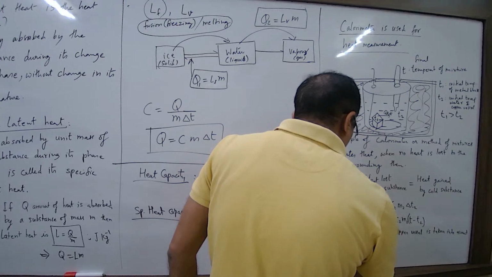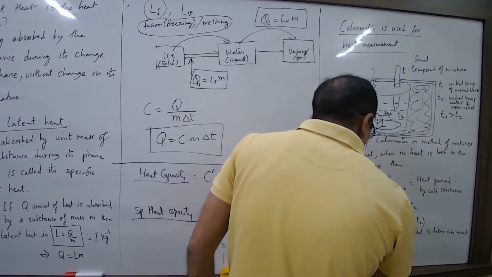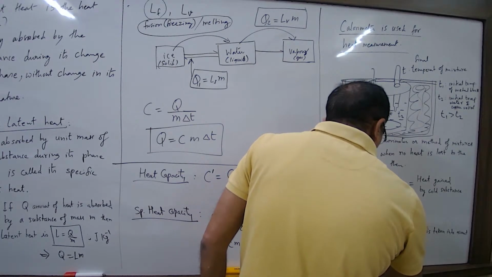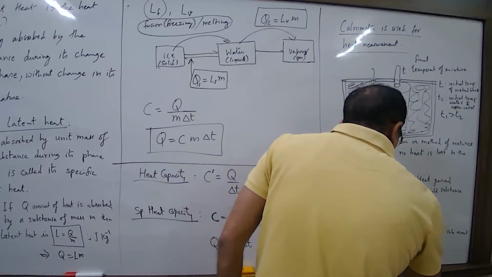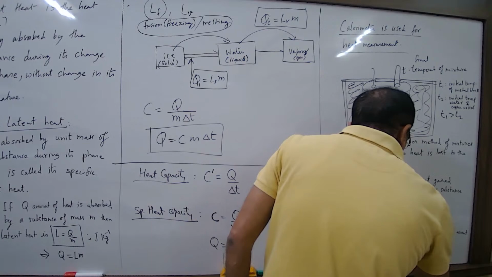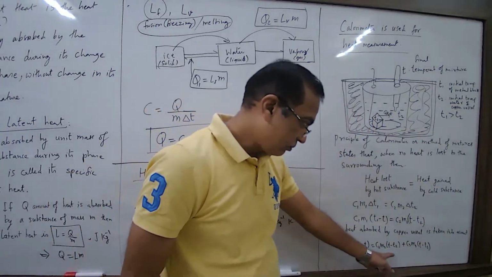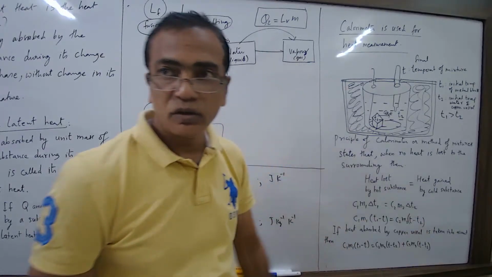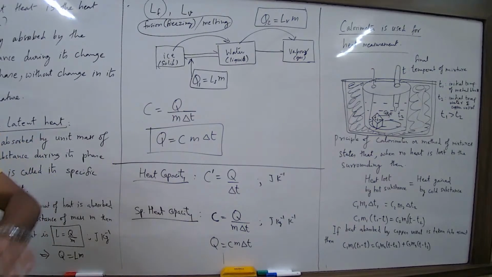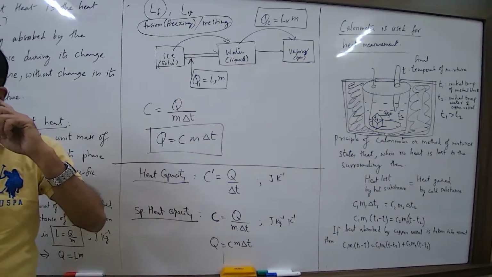So it will be C1 M1 (T1 minus T) is equal to C2 M2 (T minus T2) plus C3 M3 (T minus T2). So in the next step, you can write one more step by taking (T minus T2) common. Clear? So this is your principle of calorimeter, which will be used in solving numericals.